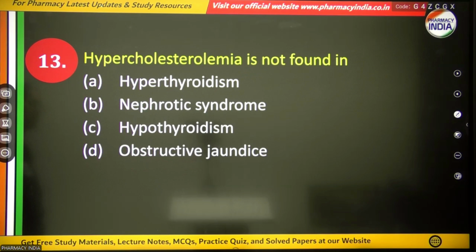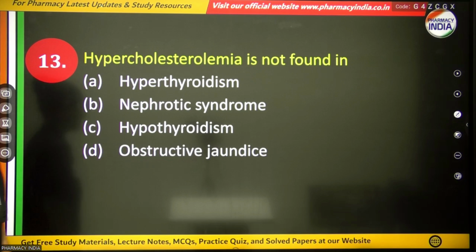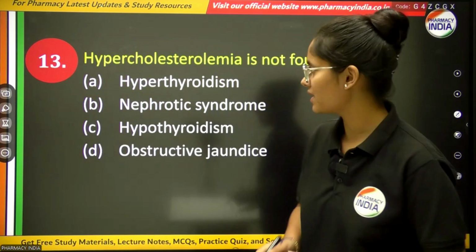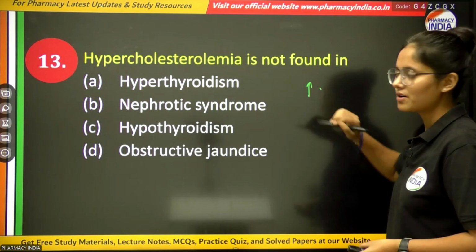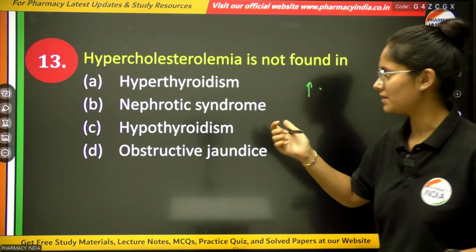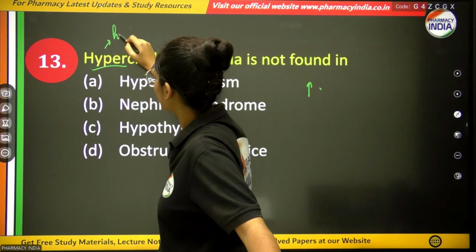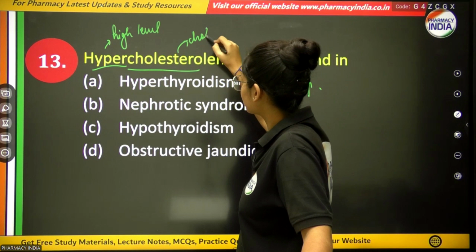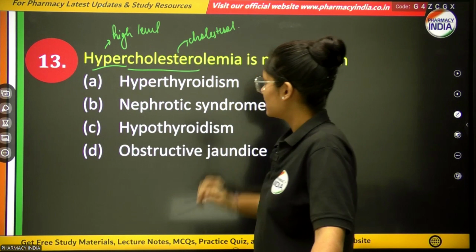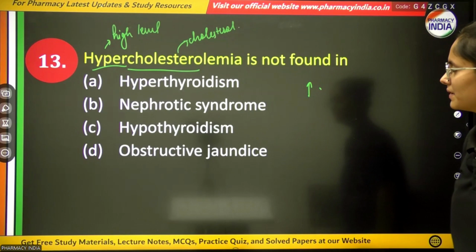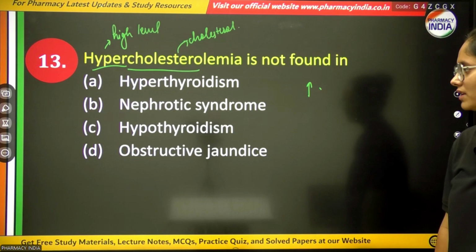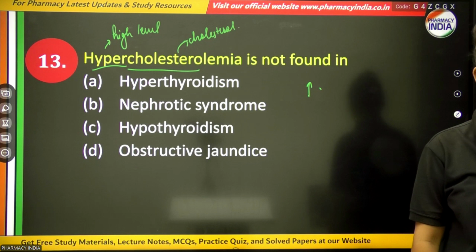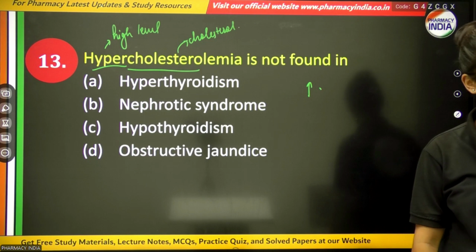Hypercholesterolemia is not found in hyperthyroidism, nephrotic syndrome, hypothyroidism or obstructive jaundice. What is hypercholesterolemia? Basically, if the cholesterol level becomes elevated from the normal range, that is known as hypercholesterolemia, because hyper means high level and cholesterol means cholesterol. Clear? Though your options are hyperthyroidism, nephrotic syndrome, hypothyroidism or obstructive jaundice.